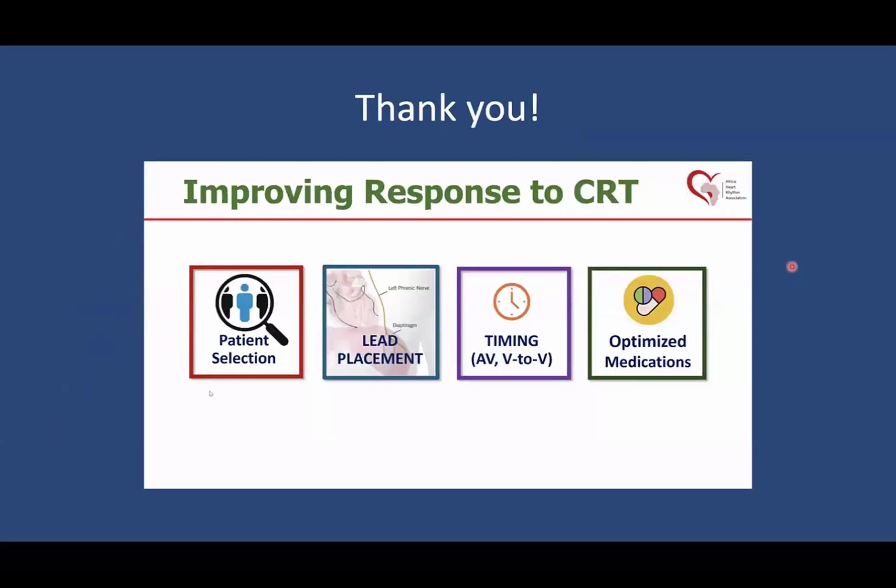Thank you very much. I just borrowed this slide from Hani just to re-emphasize: get the right patient, place the lead in the right space, and if necessary, use a quadrupolar lead in order to get your LV lead in an optimal position or to allow you to pace from multiple different vectors. Use the device programming functionality to address the atrioventricular and ventricular to ventricular delays, and make sure your patient is taking guideline-directed optimal therapy. Thank you.